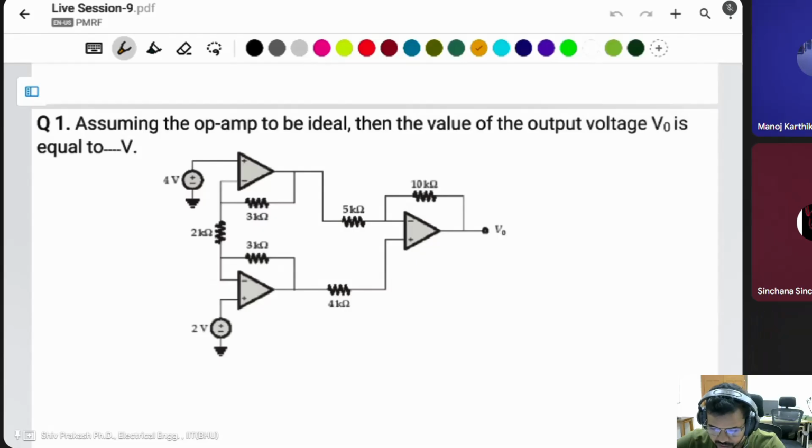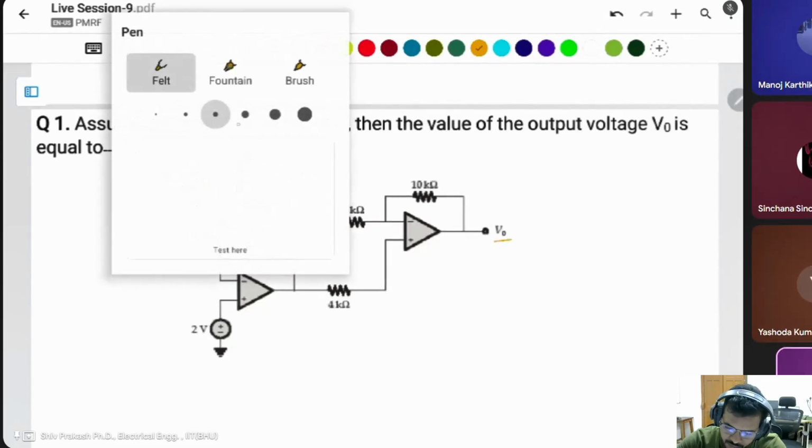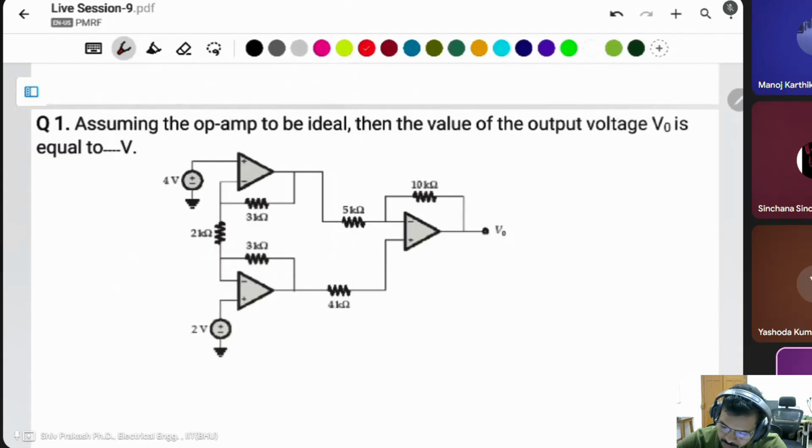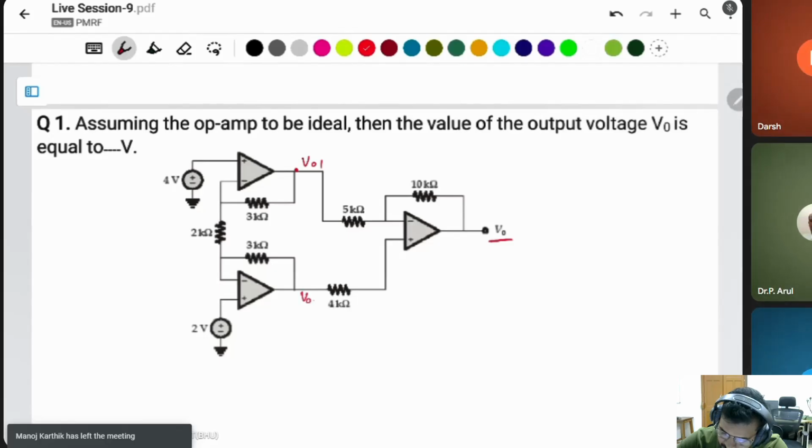Okay, in this question, the op-amp is ideal. Assuming the op-amp to be ideal, the question asks for the value of the output voltage. There are three op-amps in this question. This is the op-amp first output. This is the op-amp second output.